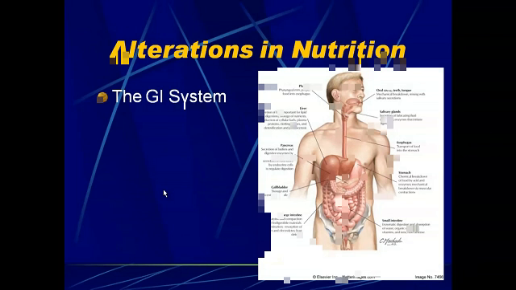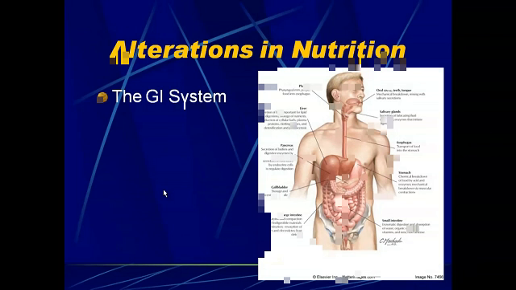Steatorrhea is when you have fatty stool, and that can cause a problem. This is the diagram for pathophysiology of GI bleeding. It's also in your textbook on page 897.